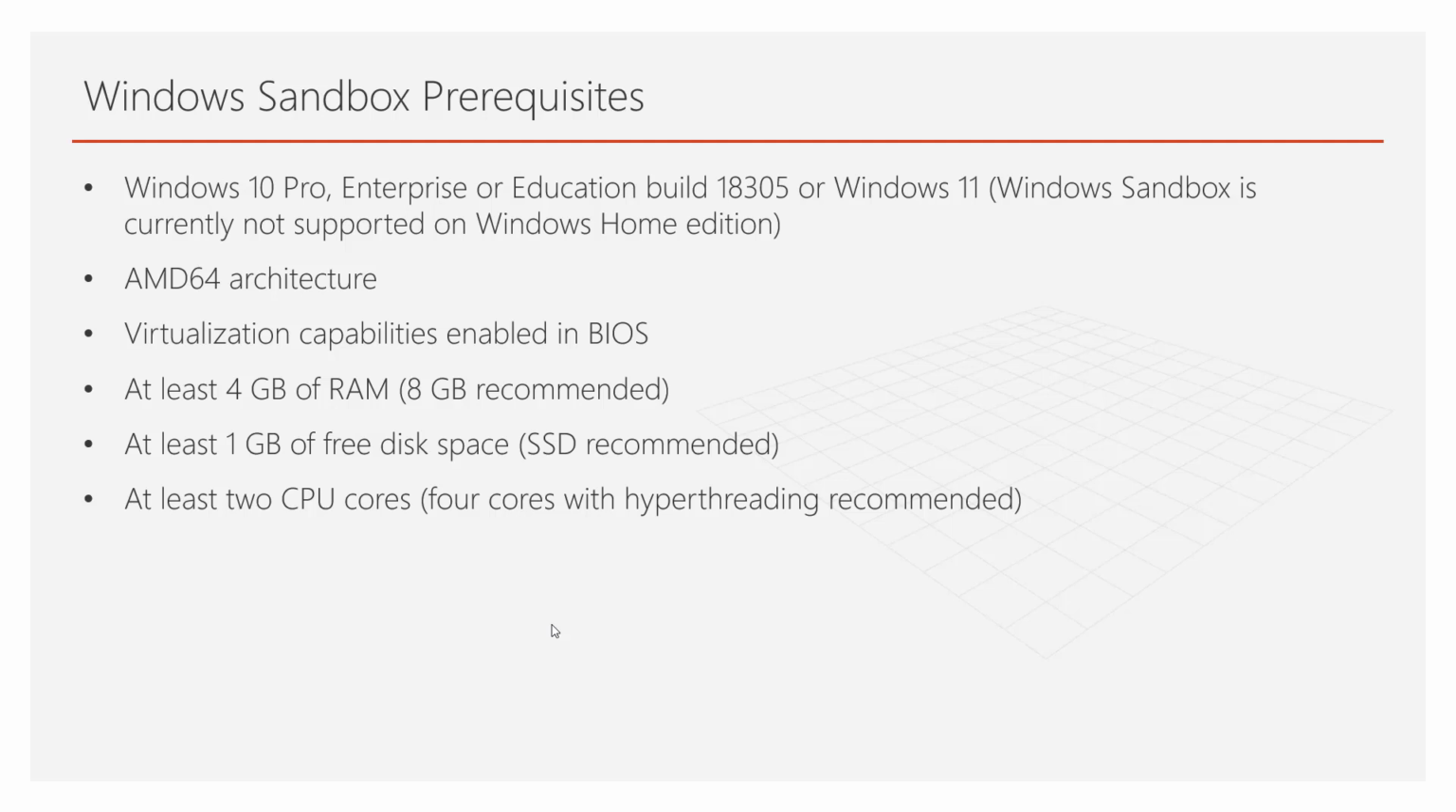At least 4 GB of RAM. 8 GB is recommended. 1 GB of free disk space is required. SSD is recommended. You should have at least 2 CPU cores. 4 cores with hyperthreading is recommended.